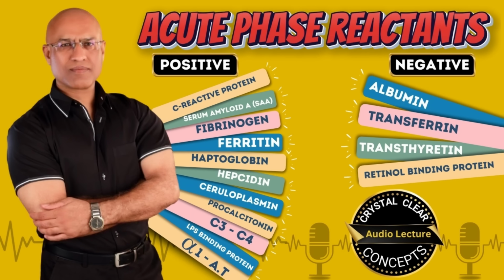When these pro-inflammatory cytokines act on the hepatocytes, the hepatocytes start producing some proteins in plasma in increased concentration, and start reducing the production of some of the plasma proteins, right?